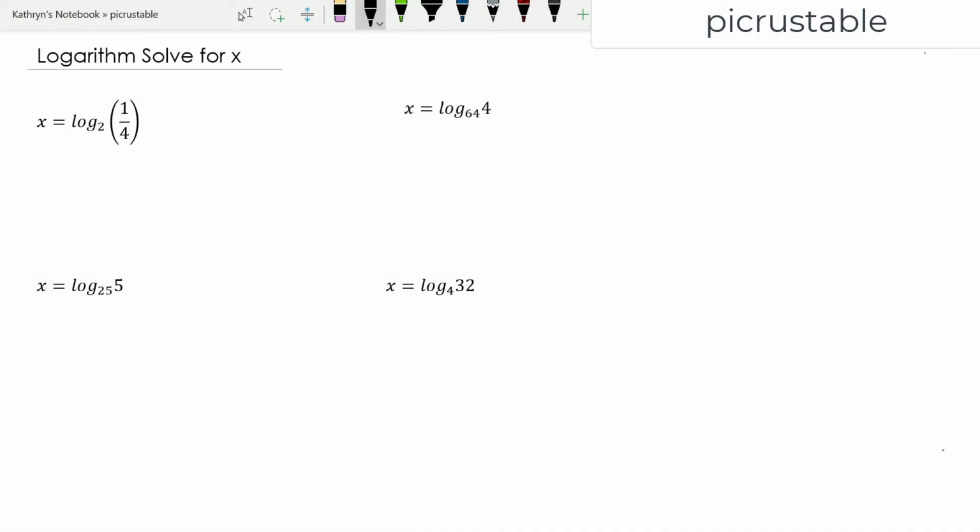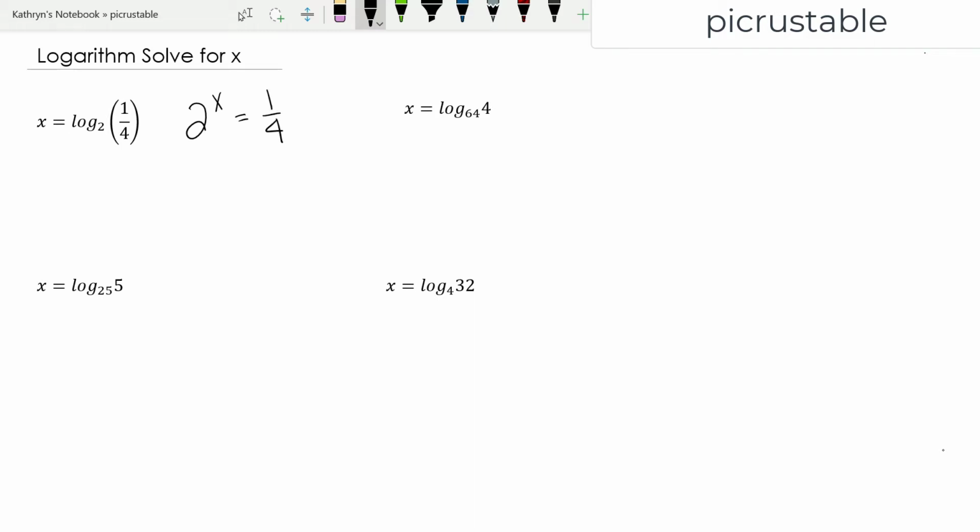We're going to do these logarithms, but we're going to solve for x. So the first one we have x equals log base 2 of 1/4. We want to rewrite it using exponents. So we would have 2 to the x equals 1/4.